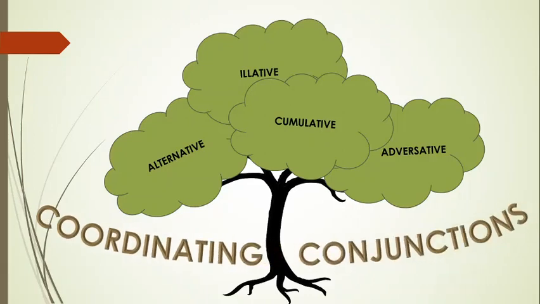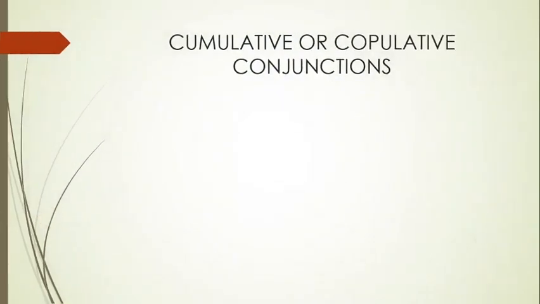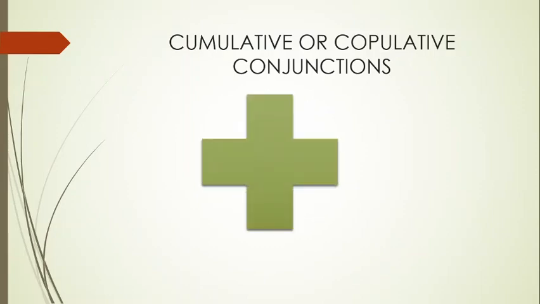Now, what does each of these types mean? Cumulative, alternative, adversative, and elective. Let's have a quick look at that. First of all, cumulative, they're also known as copulative conjunctions. Basically, these conjunctions, cumulative, total, copulative, addition, they add various elements into one whole complete unit. So, whenever we are adding something together, joining, clubbing something, we are using cumulative conjunctions.